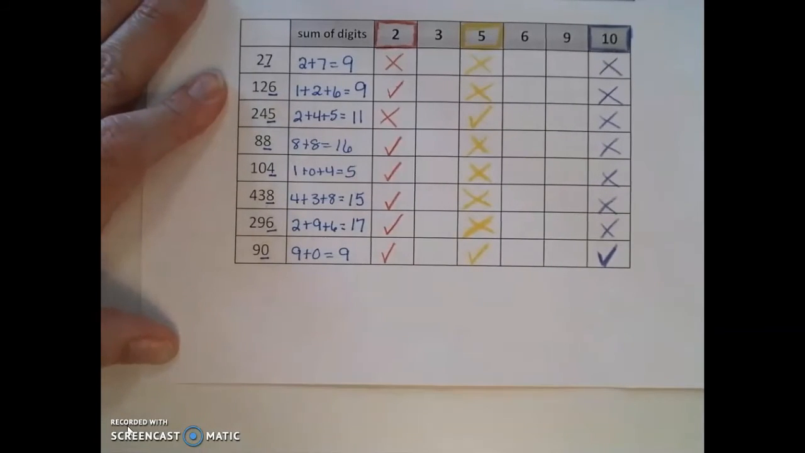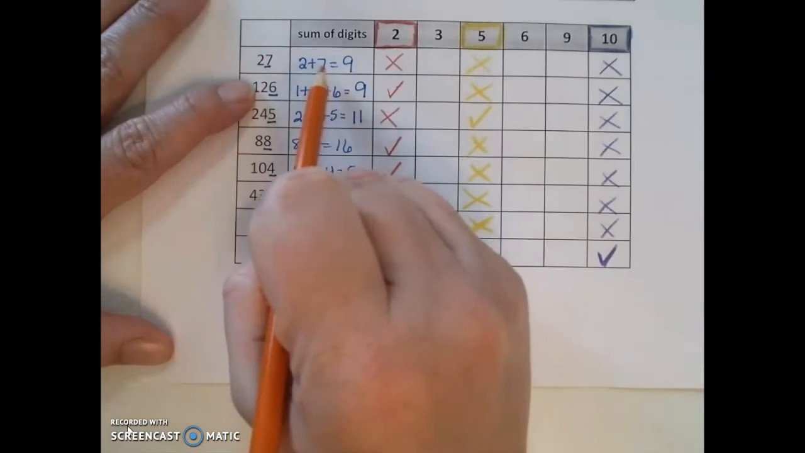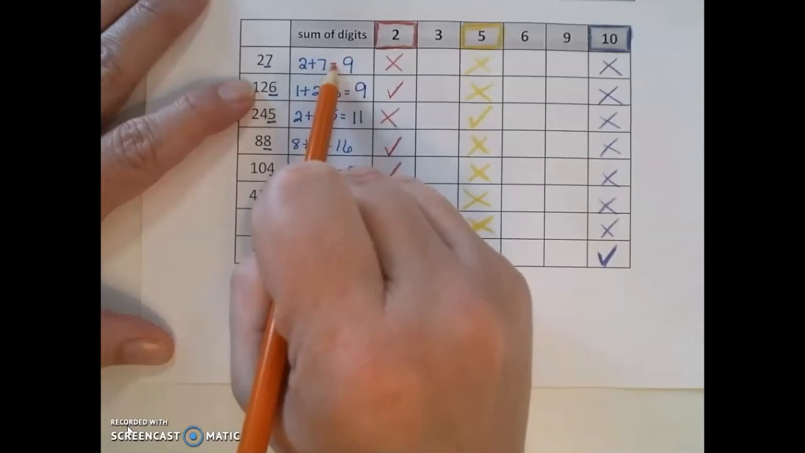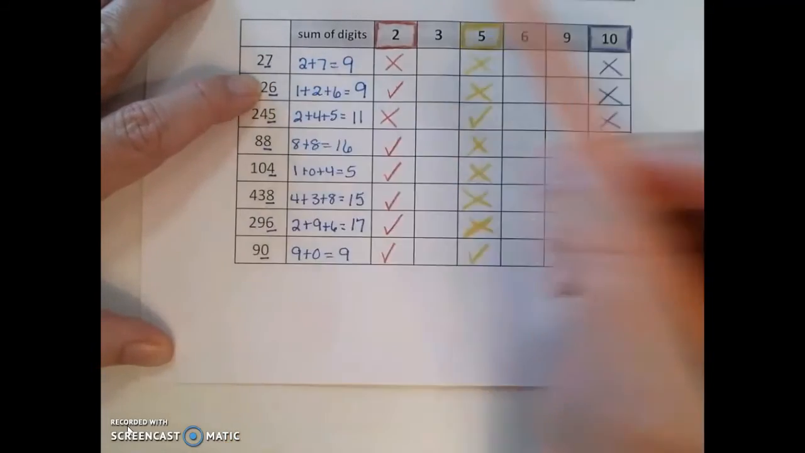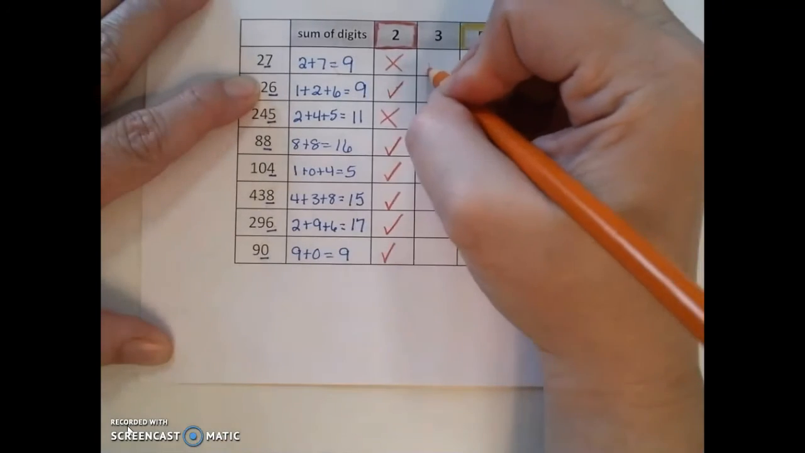Now we're going to switch over to looking at the sum of the digits. In this first number, 27, when I added up my digits, I got a sum of 9. So I have to ask myself, is 9 divisible by 3? And it is, so I'm going to put a check.